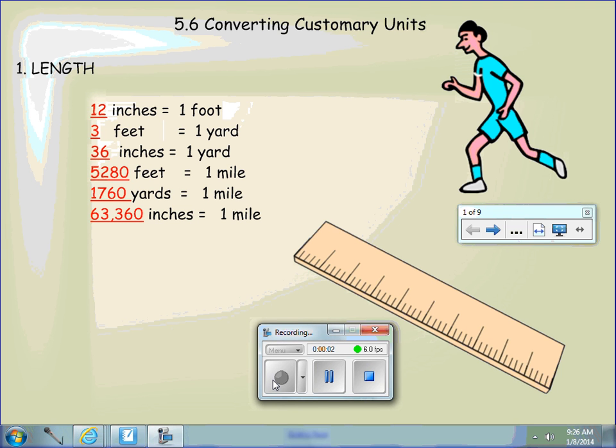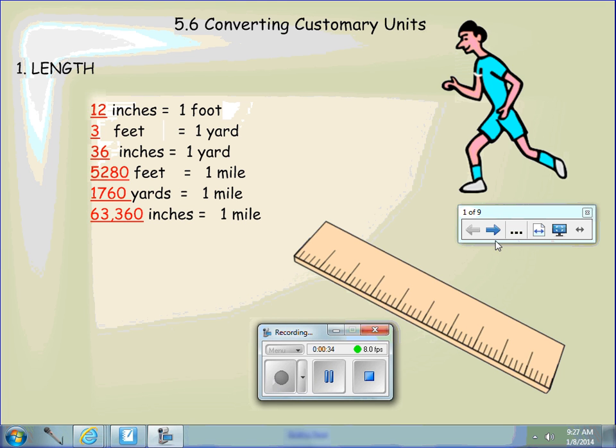In this lesson today, we're going to be converting customary units. We discussed what the customary units are involved in length, and we have the units there. 12 inches equals a foot, 3 feet equals 1 yard, 36 inches equals 1 yard, 5,280 feet are in a mile, 1,760 yards are in a mile, and then in inches there are 63,360 inches in 1 mile.